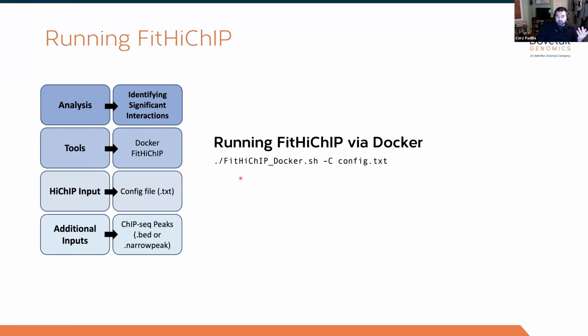So here, all we really need is the config file, because we pointed that config file to all the other files that we need. It's simply run the fit HiChIP Docker shell script, where we're going to flag the config file as what we've saved our configuration file as. And then you hit run, and it does its thing. It takes about 15 to 20 minutes, depending on how much data you have and what parameters you've set. So it actually goes pretty quick, all things considered.